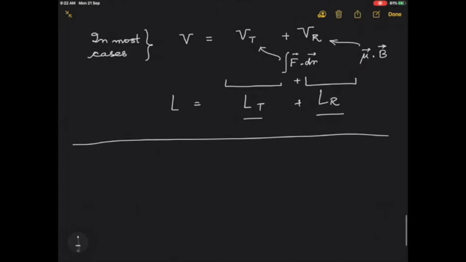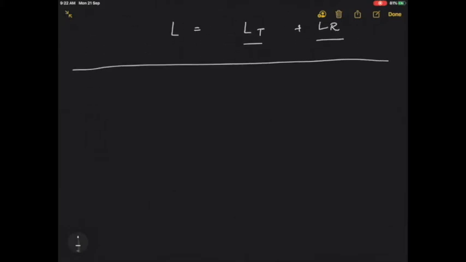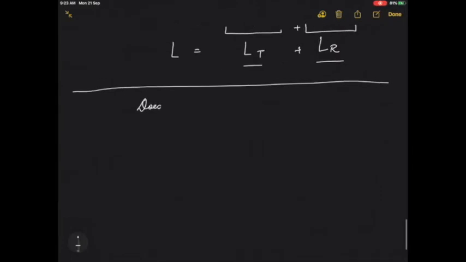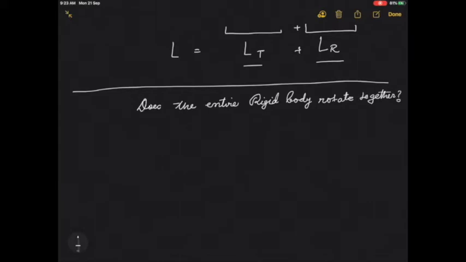Okay. Now, before we go further, we kind of know that the entire rigid body rotates together, but we would like to put it in with a proof before we go further, because it will be quite useful later on. So how do I prove that? The question we are asking is, does the entire rigid body rotate together?